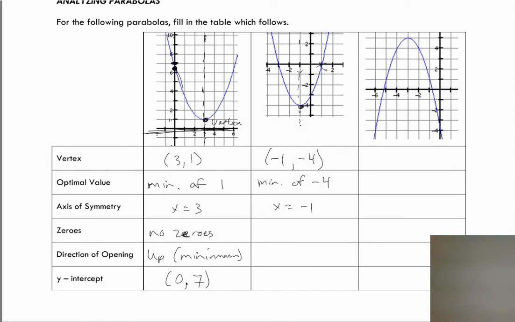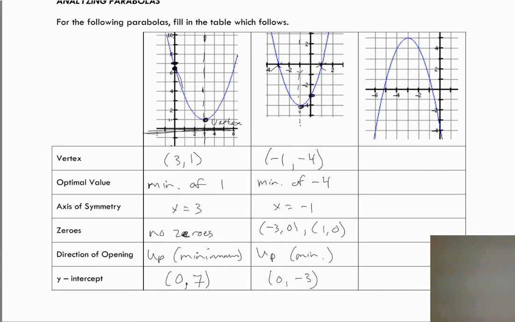Now we have some zeros. We have 2 zeros. I like it when you write them as coordinates. So this is an x coordinate of -3 and a y coordinate, of course, of 0. And you have a +1 and 0. So 2 points. What's your direction of opening? Well, it opens up, meaning we have a minimum. And where's our y-intercept? It crosses right here, so our y-intercept is at 0, -3.